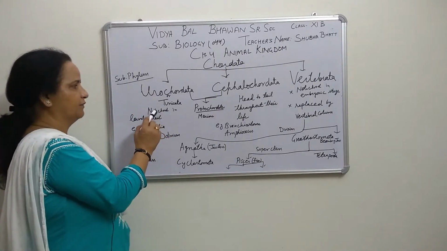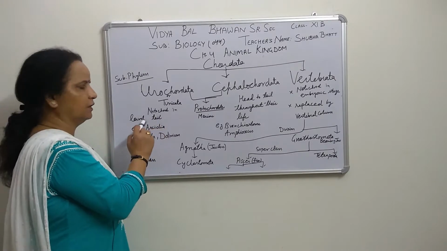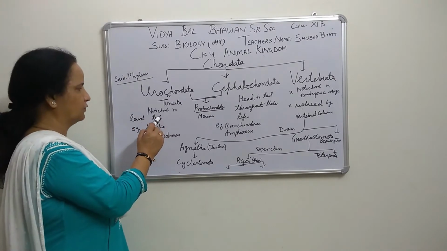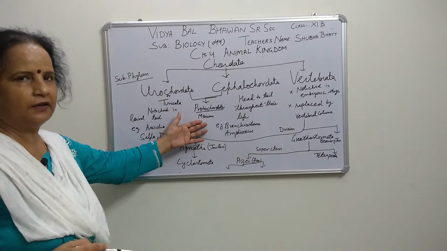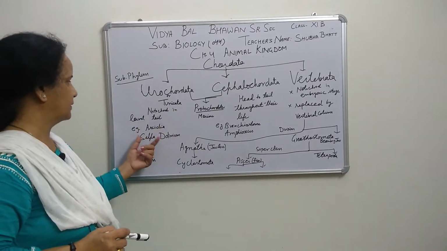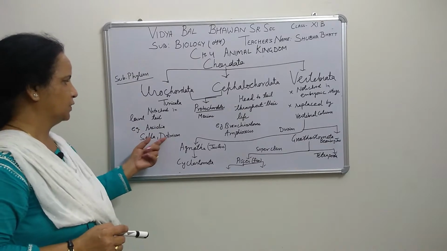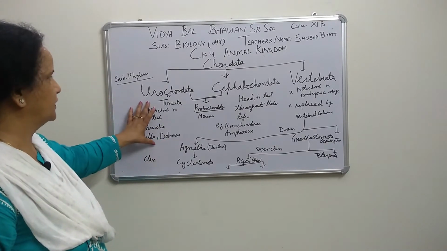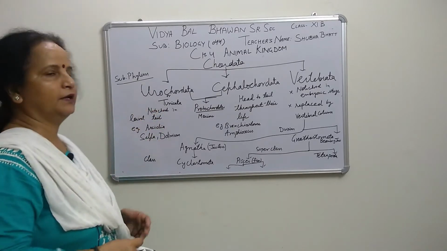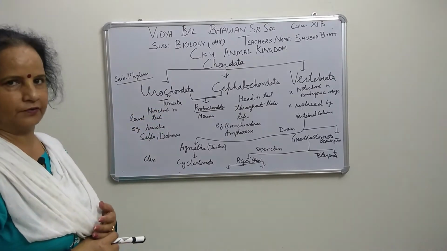Urochordata have notochord, but in the larval stage or larval tail. As I already told, all these are marine. The examples are Ascidia, Salpa and Doliolum. These 3 examples are given in your book also. They have a notochord, but it is present only in the larval stage, right?